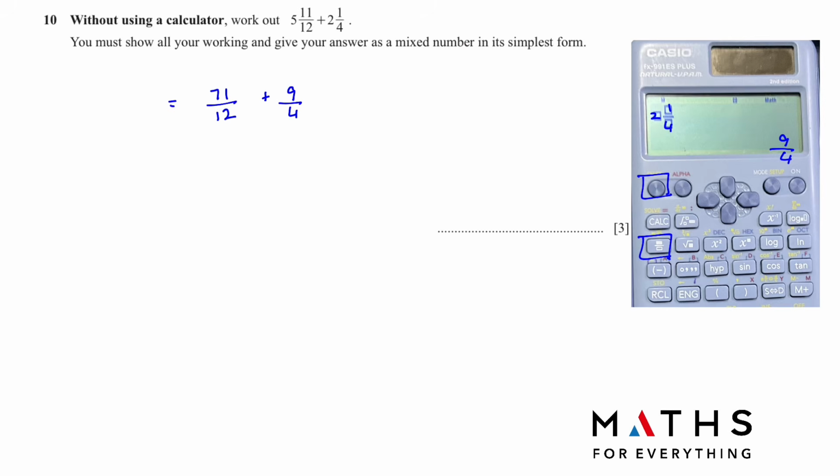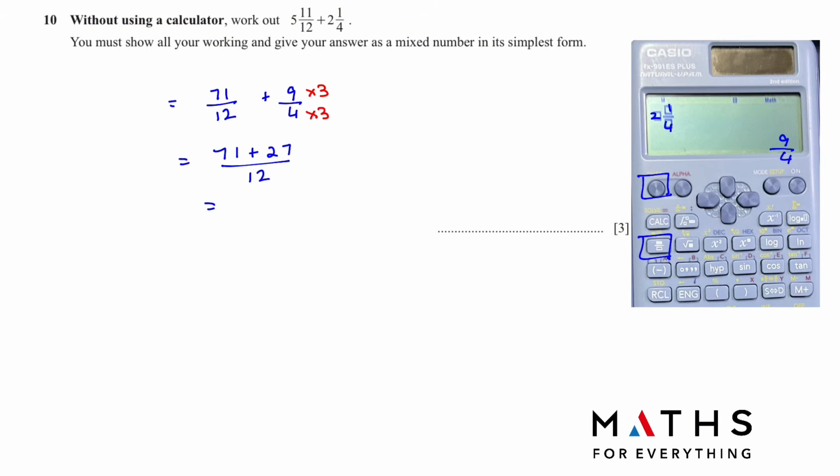After this step, you need to have the denominator the same. There is 12 here and you got 4 in the denominator. Multiply by 3. Now you will have 12 in both the denominators. If you multiply down, you have to multiply on the top also. So you have 71 plus 9 multiplied by 3, 27 over 12.